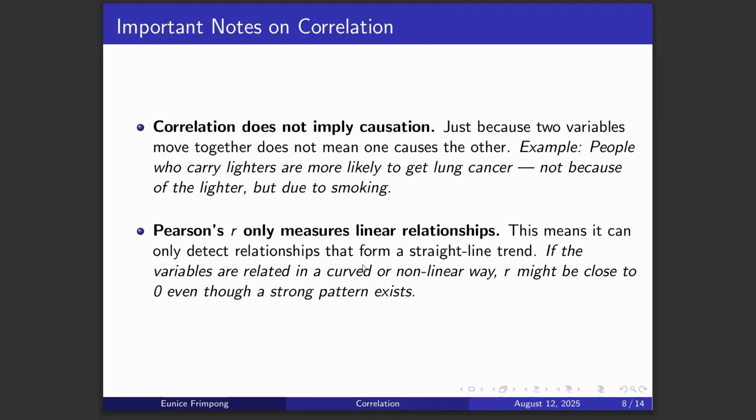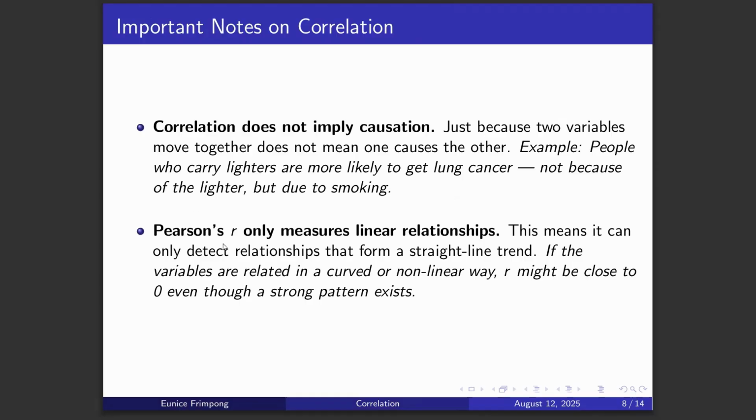So here's something important to consider. Correlation does not imply causation. Now, what does this mean? Because two variables move together, it doesn't mean that one causes the other. So people who carry lighters are more likely to get lung cancer, not because of the lighter, but due to smoking. Okay, so if you are holding a lighter, it doesn't mean that you are likely to get cancer. There's no relationship. The fact that you're holding a lighter does not lead to lung cancer. No, but if you smoke, that one can lead to lung cancer. So you realize that the fact that there's a correlation doesn't mean that this is causing the other.